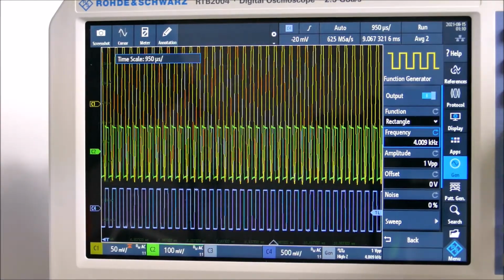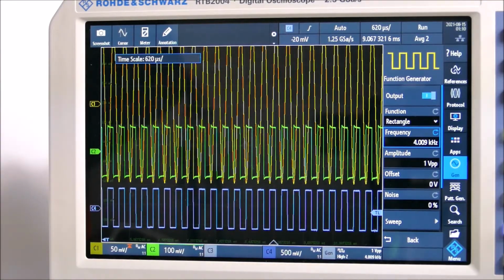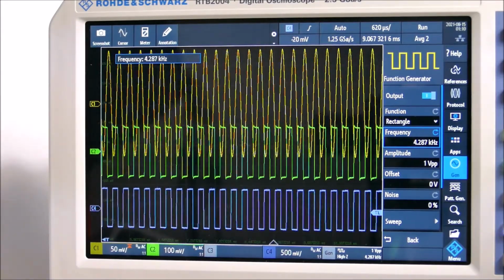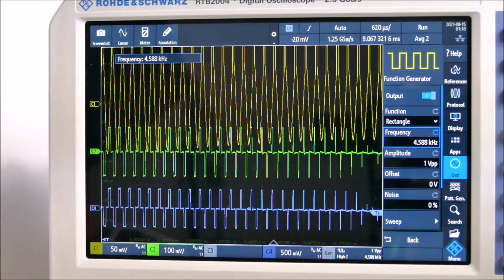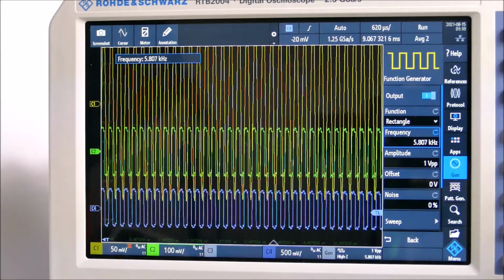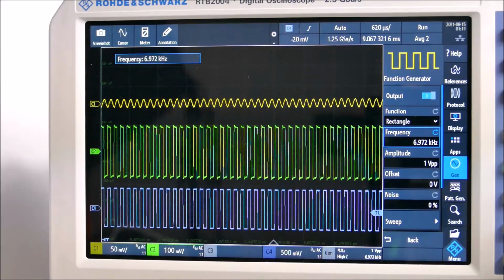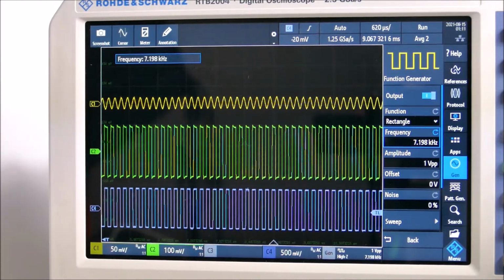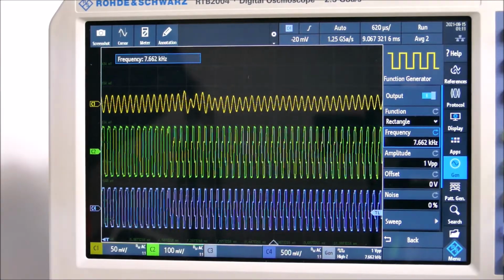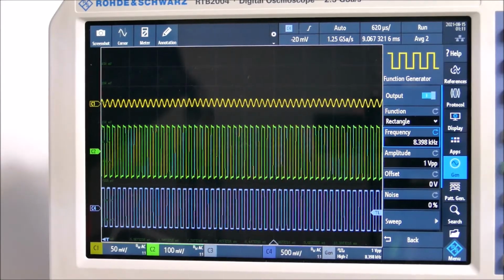Up at 4 kilohertz, all we're getting is the fundamental. The harmonics are all gone. And by the time we hit 8 kilohertz, it's pretty much done. I'm going to try the other speaker.